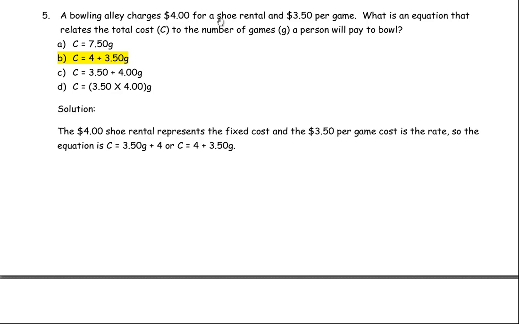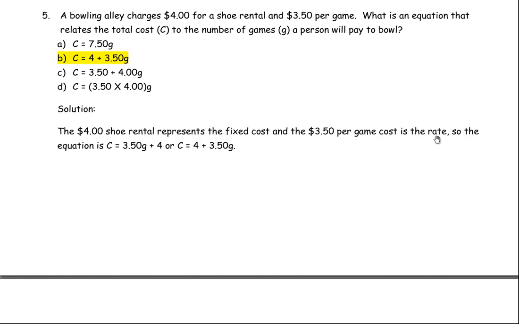Now the shoe rental is the fixed cost, because when you walk into the bowling alley for that whole afternoon or evening or day, you're only paying $4 for that whole time. If you come back the next day, you have to pay $4 again, but we're only talking about going one time here. So the $4 shoe rental is the fixed cost, and the $3.50 is the cost per game. So you're paying that for each of the games.